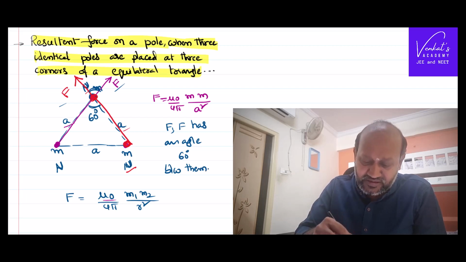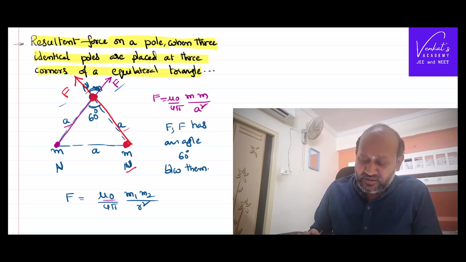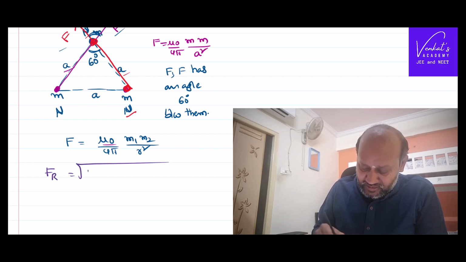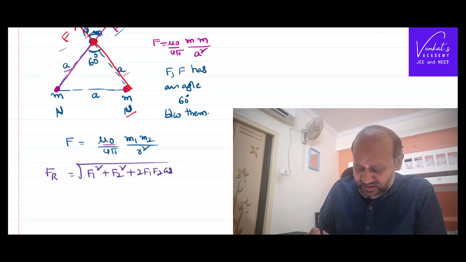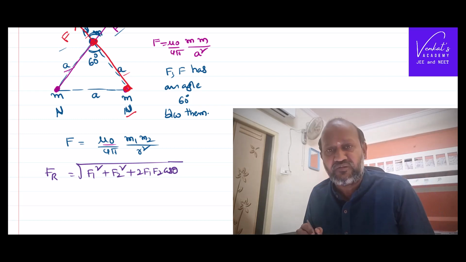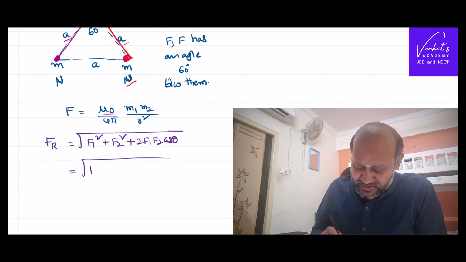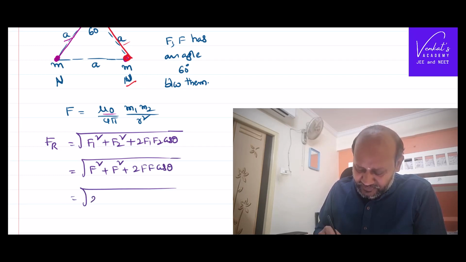We will follow the vector laws of addition. When there are two vectors with an angular separation, what is the resultant force? We can use the parallelogram law. F resultant is the root of F1 square plus F2 square plus 2 F1 F2 cos theta, using the parallelogram law of vectors. Now F1 is F as we have proved. F2 is also the same. Cos theta, theta is 60, I will substitute that later.